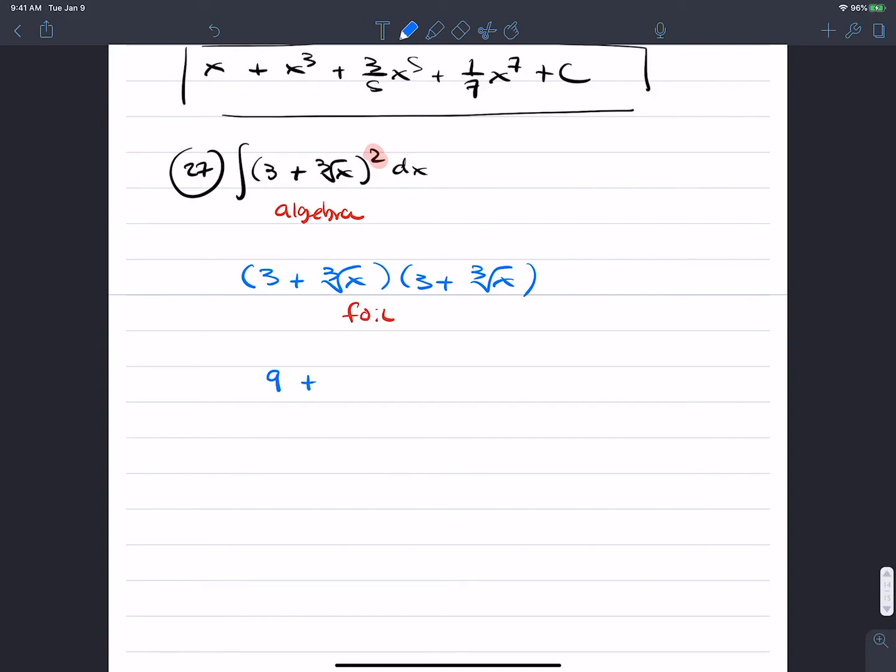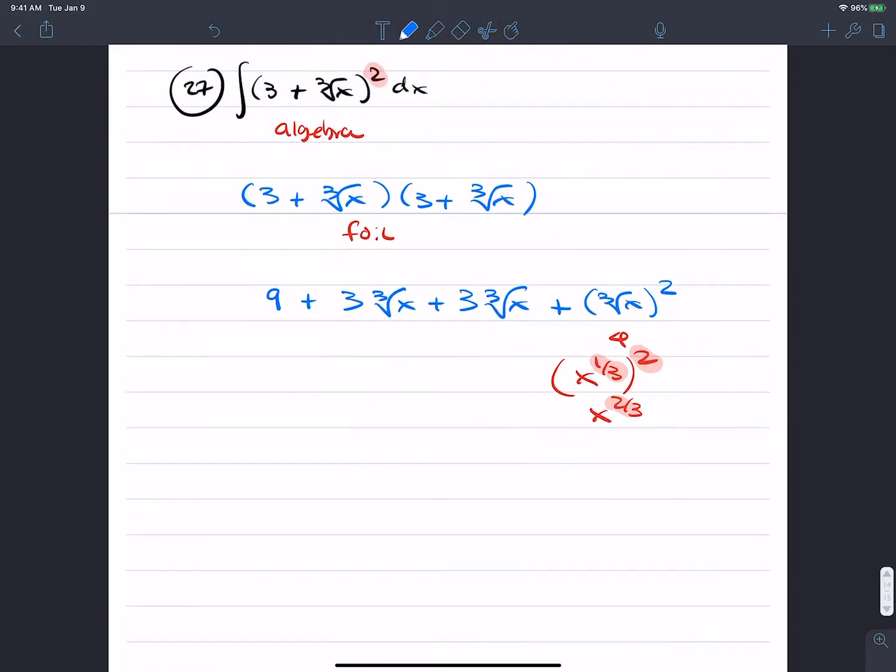Outer terms, 3 cube root of x. Inner term, 3 cube root of x. And the last term, well, that's going to be the cube root of x now to the second power. So let's remember what this would be. x to the 1/3 to the second power means we have x to the 2/3 because what we do here is we multiply our powers. 1/3 times 2 is actually 2/3. This is how we get that 2/3.